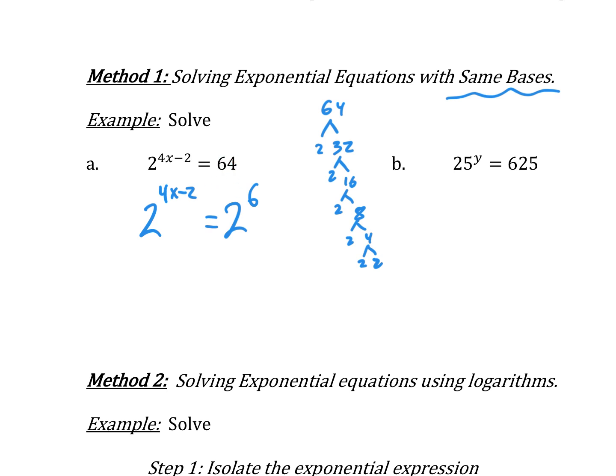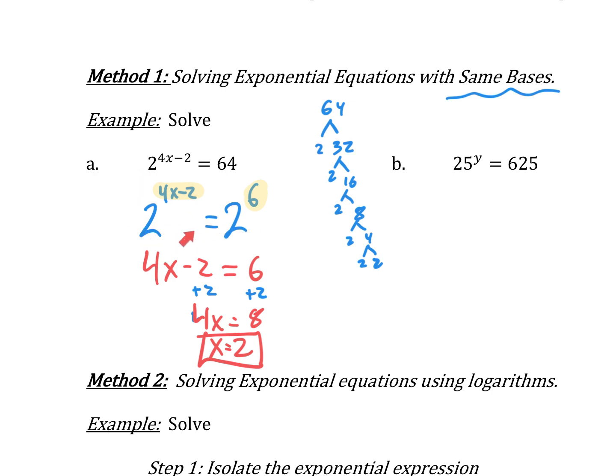So if we can write this side as a power of 2, and this side already is a power of 2, then that means these two powers must be the same. Does that make sense? So 4x minus 2 must be equal to 6. And now that's a pretty easy equation that we can solve. It's just a linear equation, right? So 4x equals 8. Divide both sides by 4. x equals 2. All right, so we can rewrite both sides as a power of 2, then set the exponents equal to each other. That's all we're doing here. And then it's a simple equation to solve.